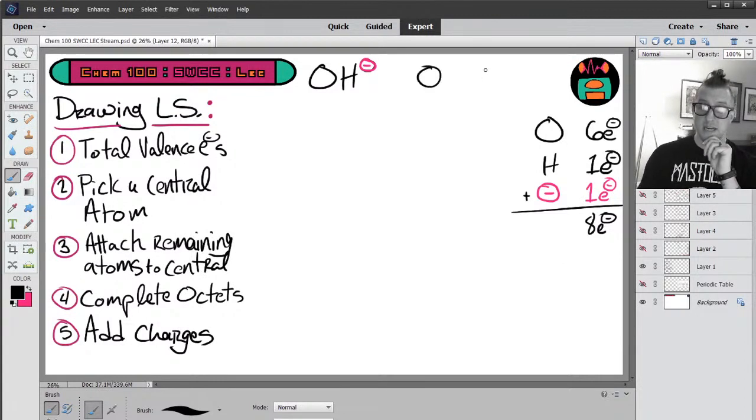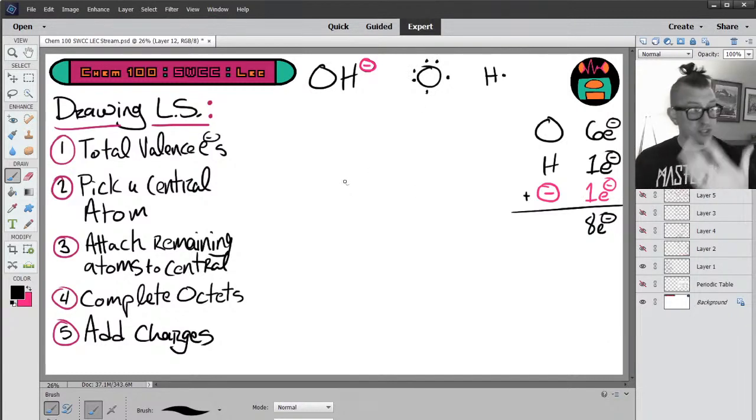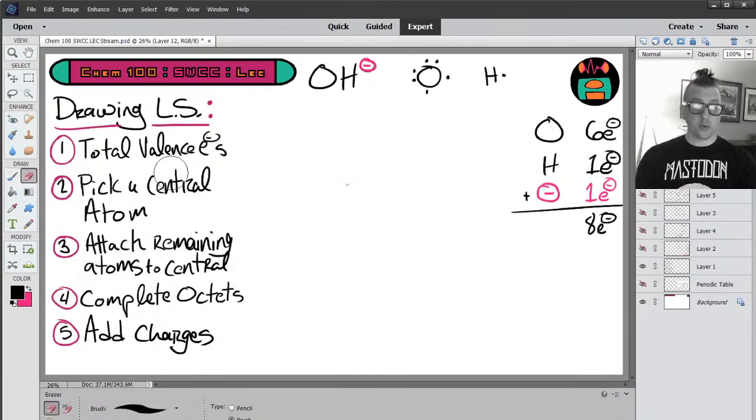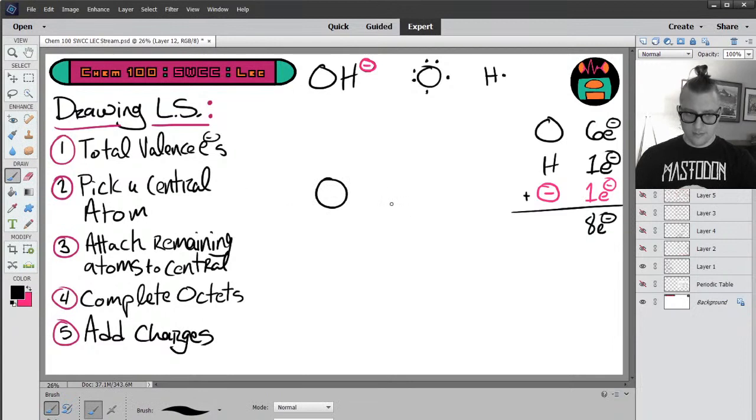If we want to look at central atoms, hydrogen likes to make 1 bond. We can tell that from the Lewis dot structures. Oxygen likes to make 2 because it has 2 unpaired electrons. So we're going to select, well, I guess there is no central for this one since we only have 2 atoms, but we still have to attach them. All right, we attached our hydrogen to our oxygen, and that requires us to spend the first 2 electrons out of our budget.